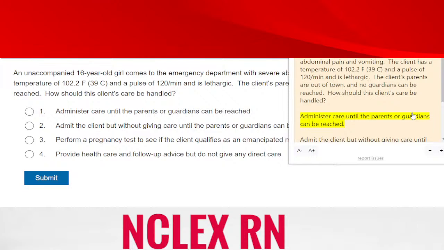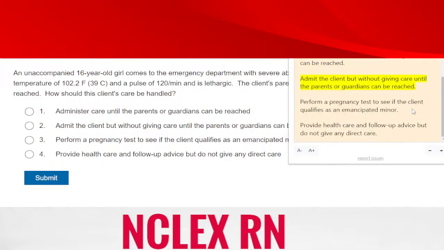Administer care until the parents or guardians can be reached. Admit the client but without giving care until the parents or guardians can be reached. Perform a pregnancy test to see if the client qualifies as an emancipated minor. Provide health care and follow-up advice but do not give any direct care.